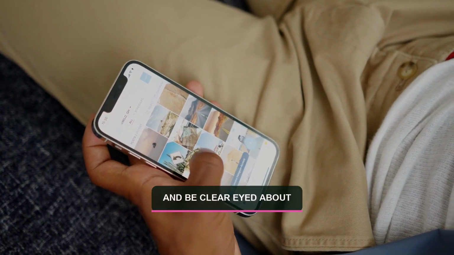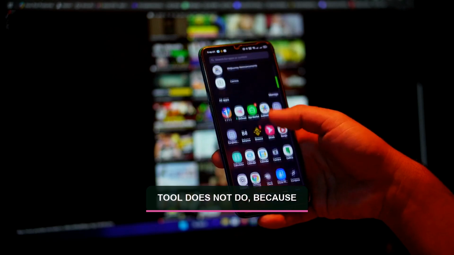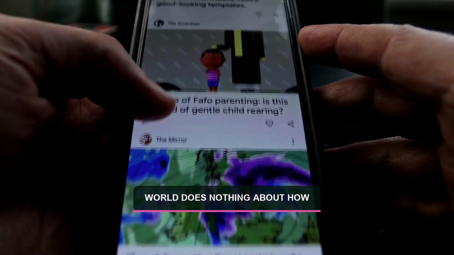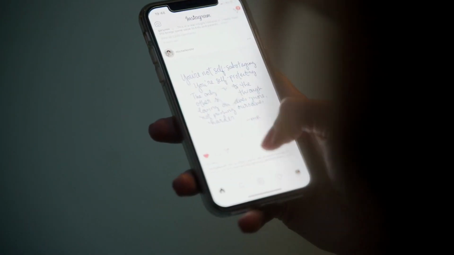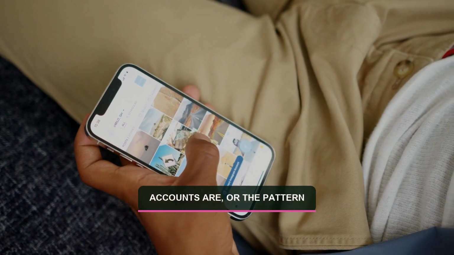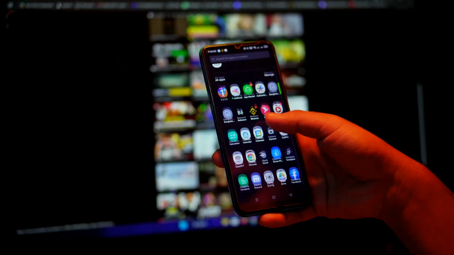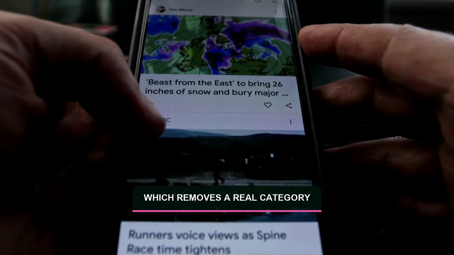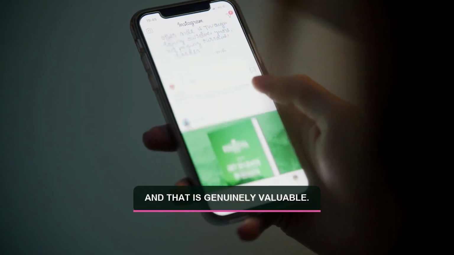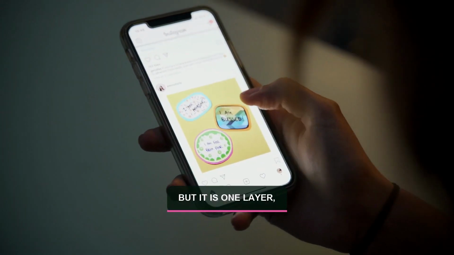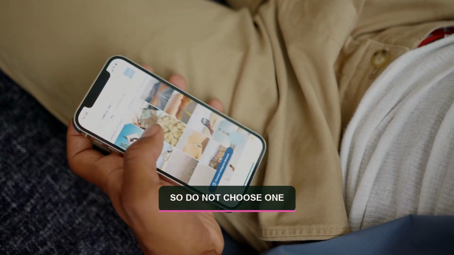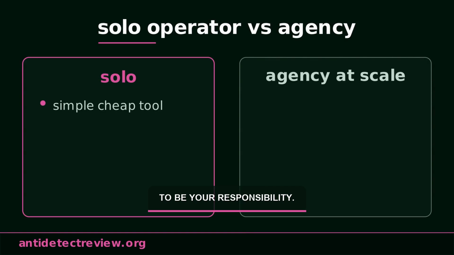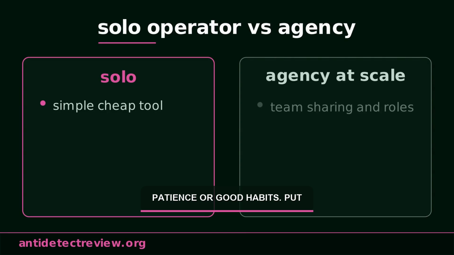And be clear-eyed about what even a well-chosen tool does not do, because this reframes the whole purchase. The best browser in the world does nothing about how you behave inside an account, how aged and warmed your accounts are, or the pattern of your activity over time. It keeps the device story and the network story coherent, which removes a real category of contradiction, and that is genuinely valuable. But it is one layer, not the whole operation, so do not choose one expecting it to carry the parts that were always going to be your responsibility. A tool cannot buy you patience or good habits.